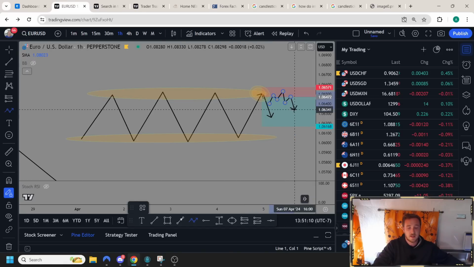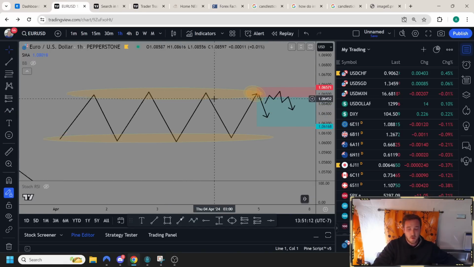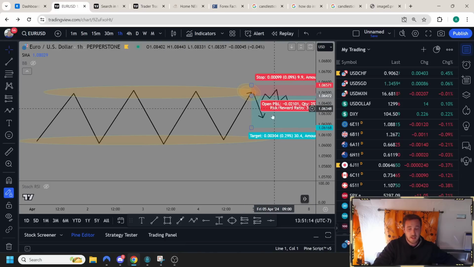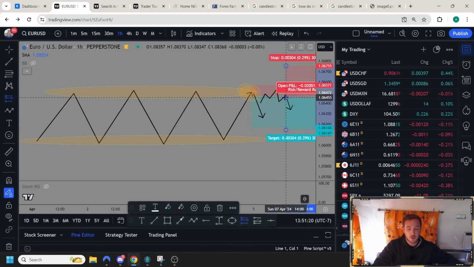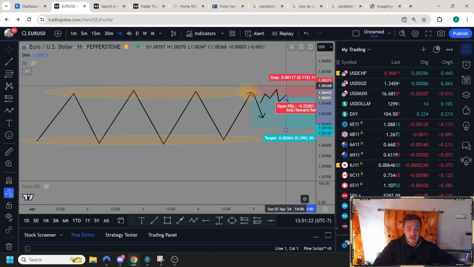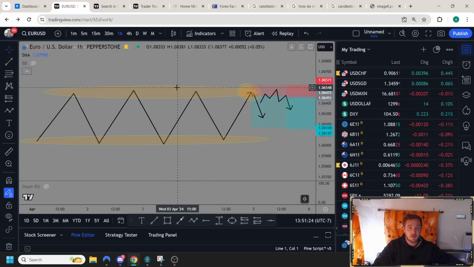Going like this, right? Maybe at that point, once we start breaking structure and we start making lower lows and lower highs on a smaller time frame, that's when you start getting short, right? And you enter a short at that point, and then you have your stop above the whole structure. We're going to talk about entries, stops, trade management, all that later.